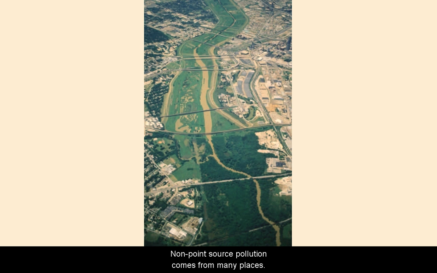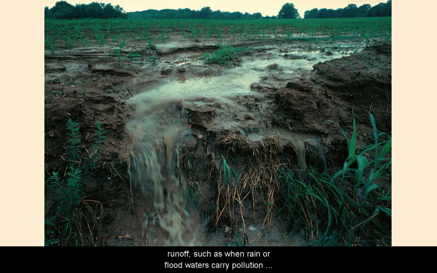Non-point source pollution comes from many places. It's difficult to trace to its source and therefore is not controlled by the Clean Water Act. A common cause of non-point source pollution is runoff, such as when rain or floodwaters carry pollution as it runs off the land. This kind of pollution is blamed for high amounts of nitrate in groundwater and sediment in surface waters. These are the greatest contaminants in many Texas waters today.